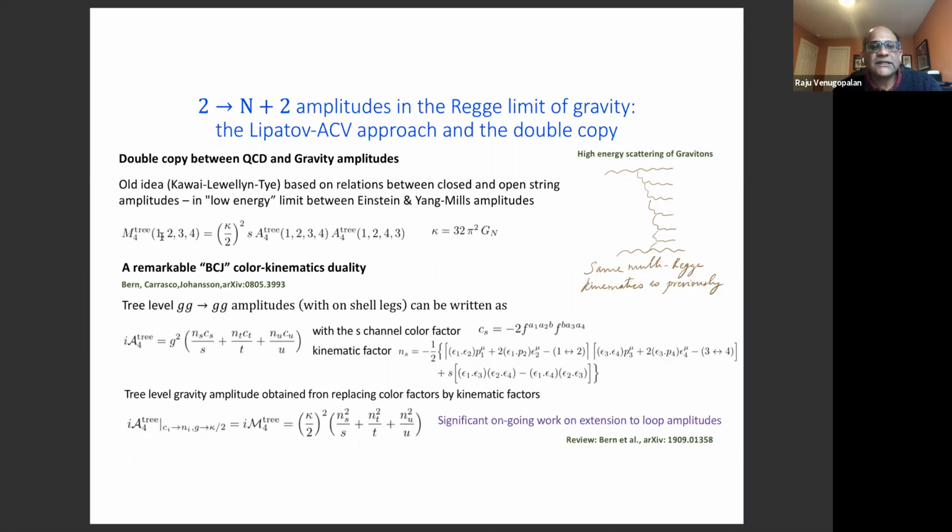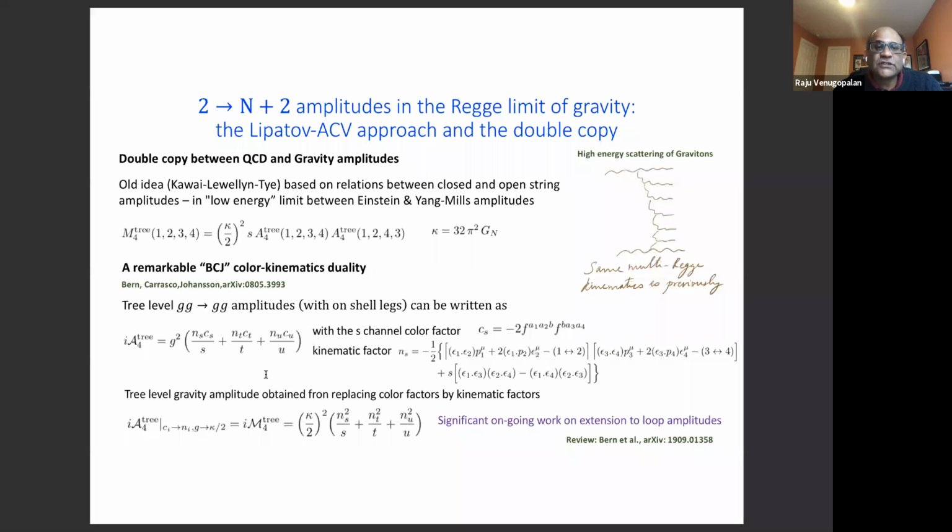In other words, the tree level cross section in Einstein gravity, for say this 2-to-2 process, can be written as essentially the product of the tree level Yang-Mills amplitudes. So it's kind of a square. So you can think in this limit of gravity as a square of QCD.